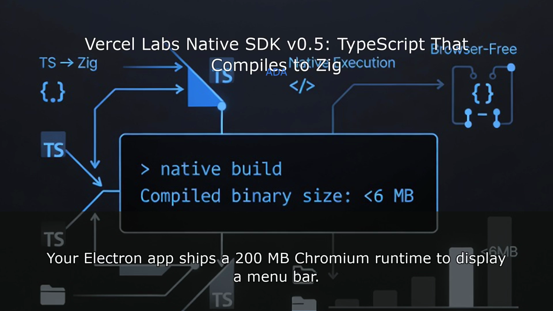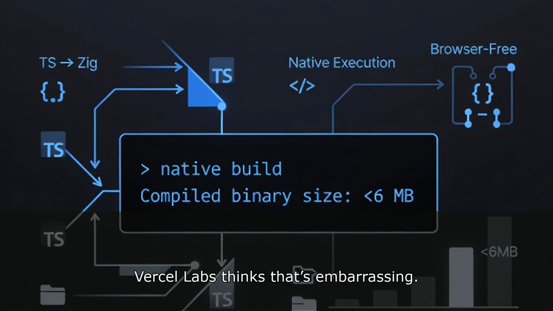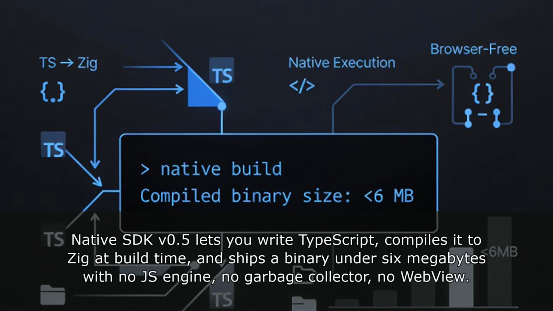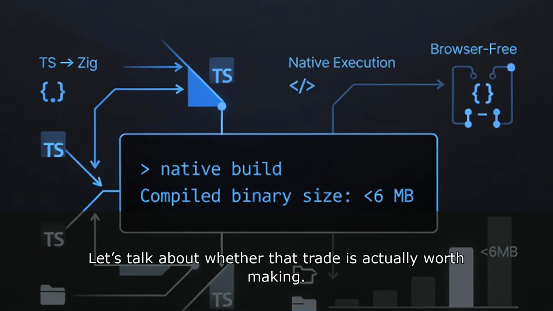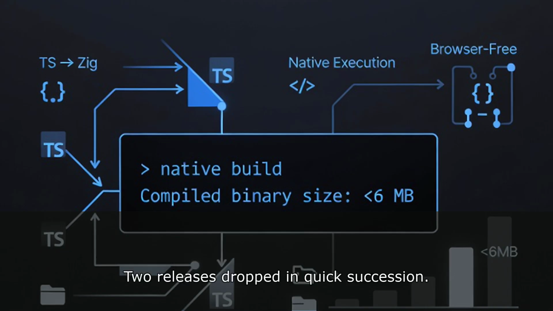Your Electron app ships a 200 megabit Chromium runtime to display a menu bar. Vercel Labs thinks that's embarrassing. Native SDK v0.5 lets you write TypeScript, compiles it to Zig at build time, and ships a binary under 6 megabytes with no JS engine, no garbage collector, no web view. Let's talk about whether that trade is actually worth making.